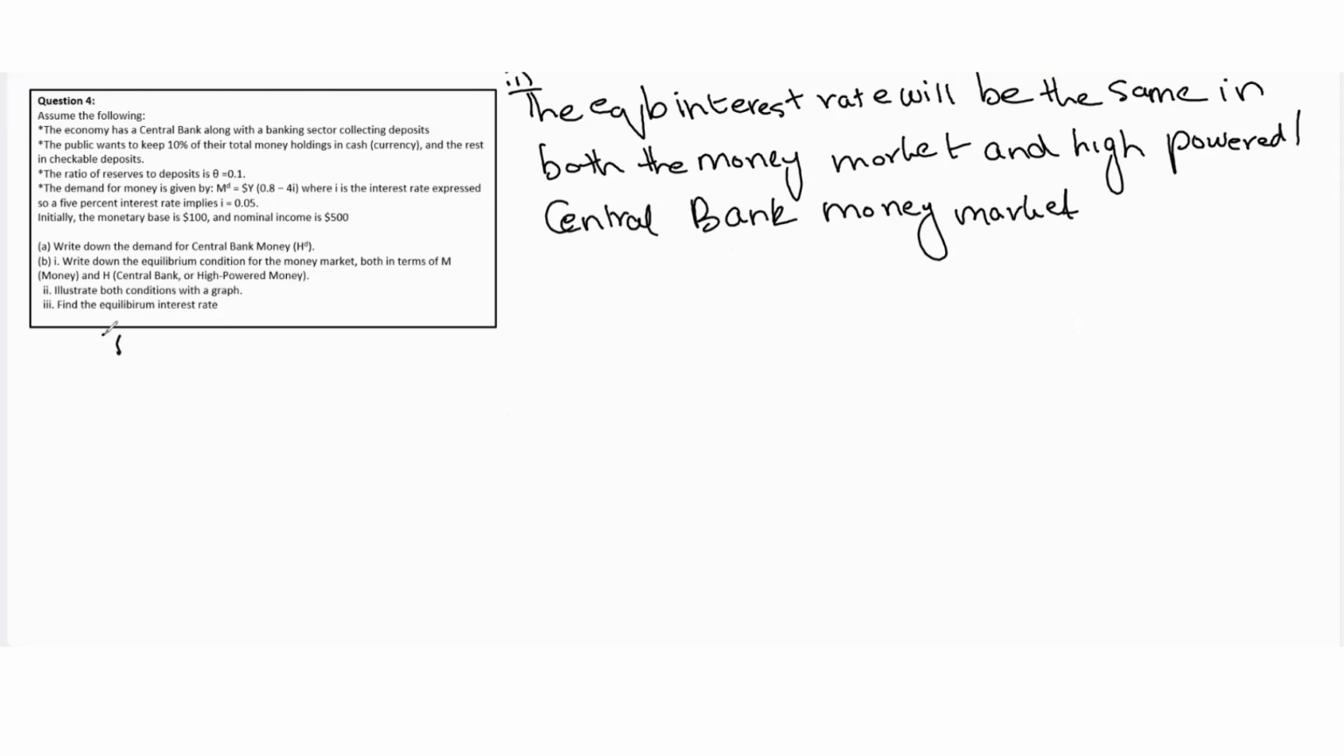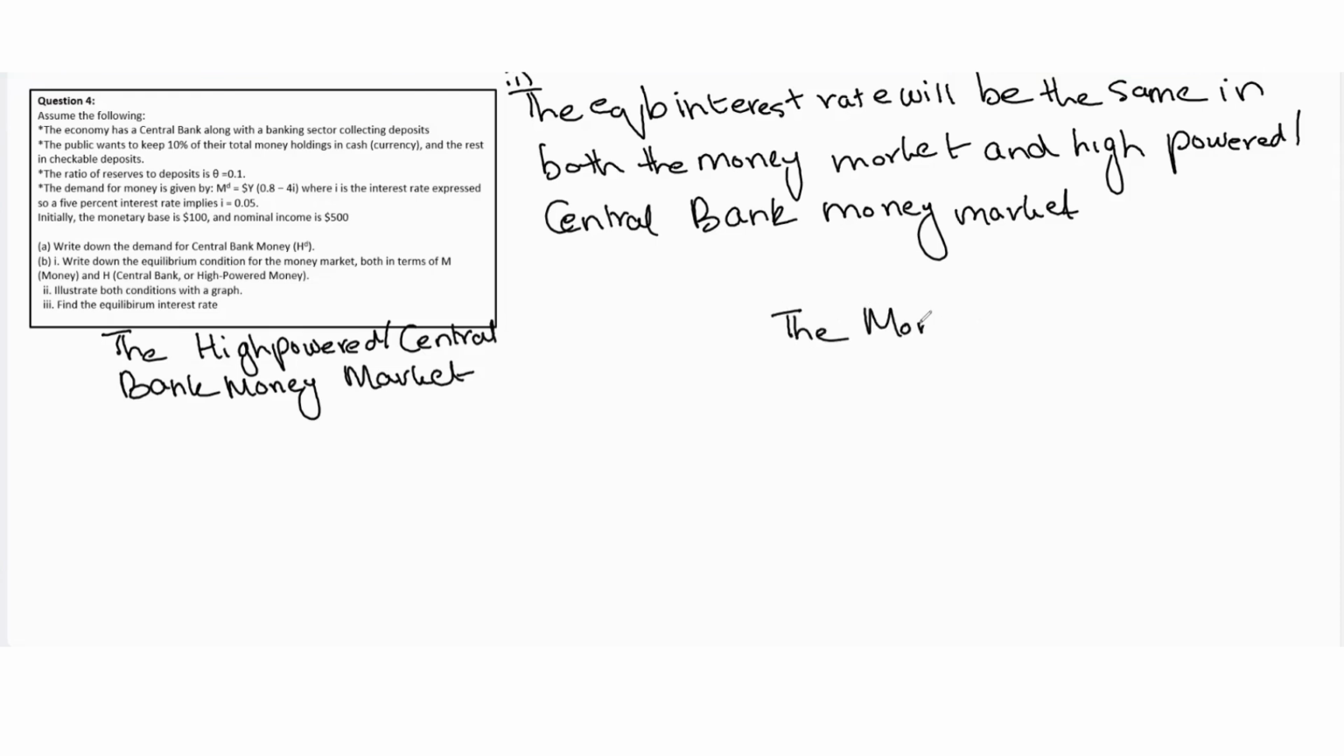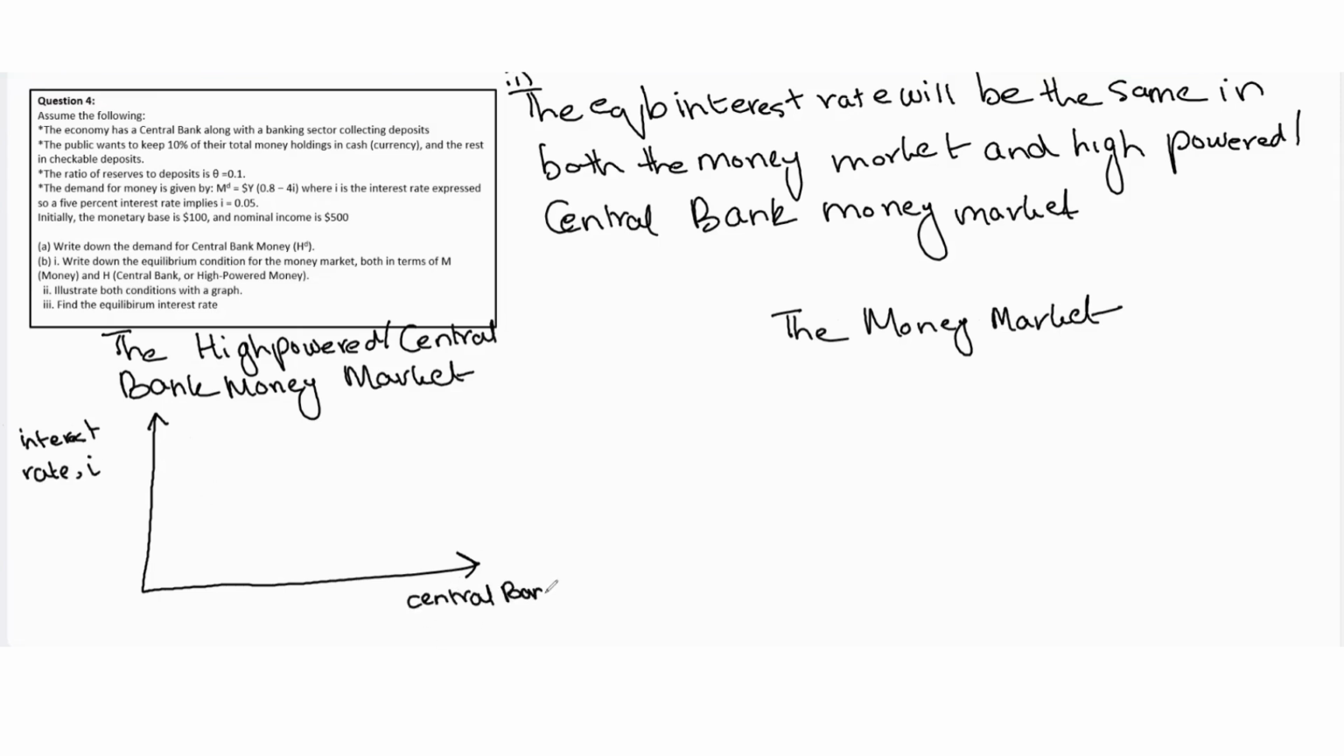So let's have the higher powered or central bank money market, and we have the money market over here. Right, so let's plot this. So here we will have on the vertical axis interest rate I, and we will have central bank money H, and here in our money market, we will have again on the vertical axis interest rate I, and on the horizontal axis money.